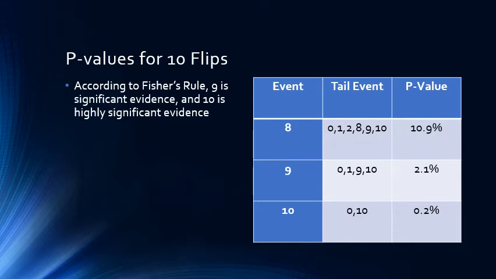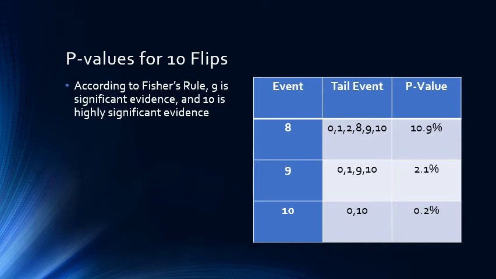So according to Fisher's rule, 10 is highly significant. If you see 10 heads, then you have a strong rejection of the null hypothesis of fairness. If you see 9 heads, then you have 2.1%. This is significant, but not highly significant, which means that we should reject the null, but it's not so certain as before. And with 8 heads, the p-value is only 11%, which is not significant. So it means that at 8, we should not be rejecting the null.